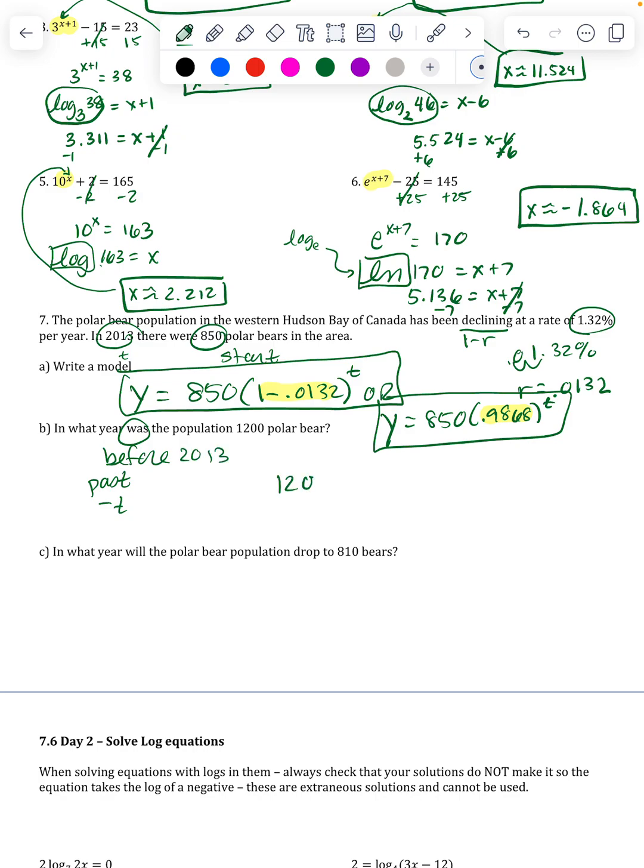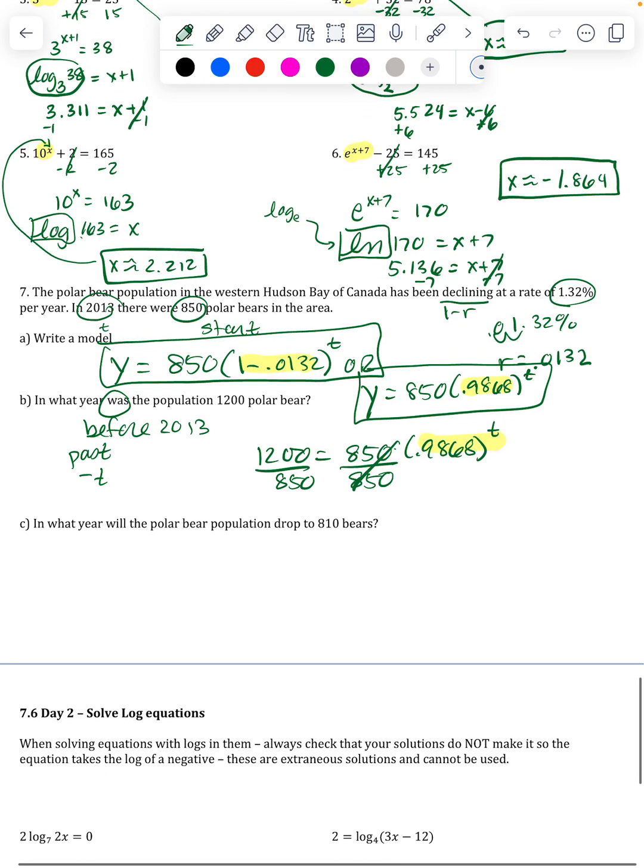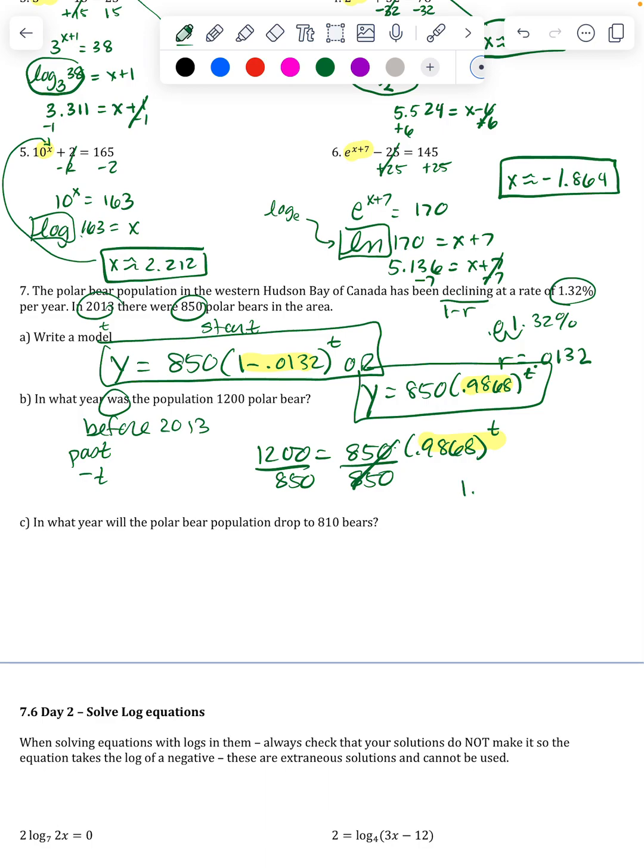So I'm going to have 1,200 polar bears, and then I'm going to set that equal to my equation. And I'm looking for time. So this is the exponential part, so I need it alone, but it's currently multiplied by 850, so I'm going to divide out that 850. That is going to land me at 1.412 equals 0.9868 to the T power.